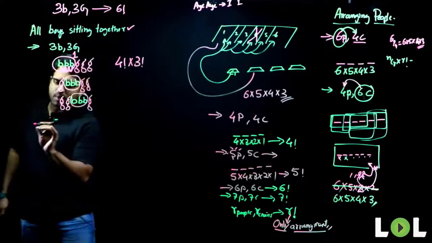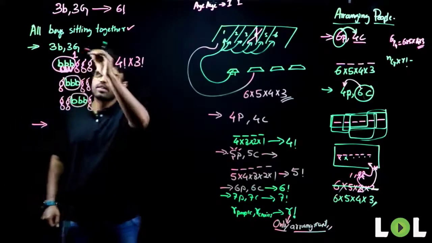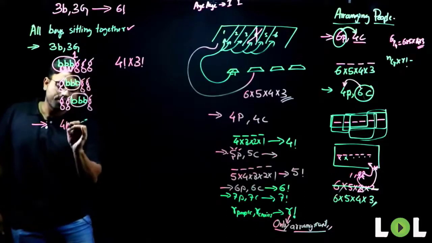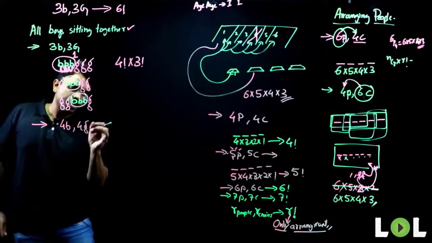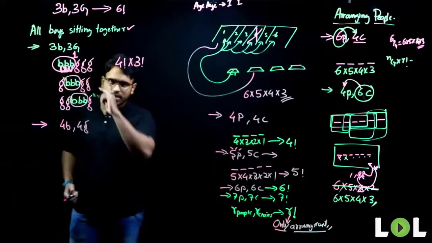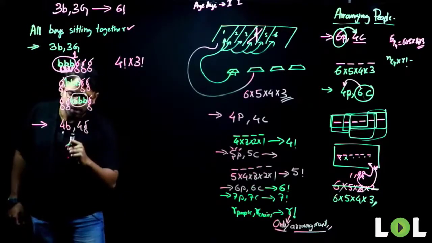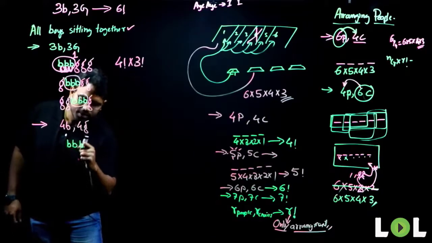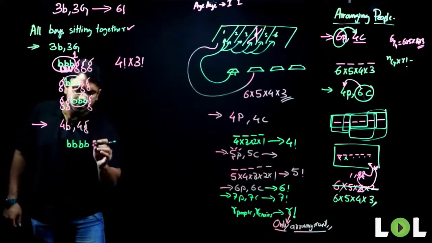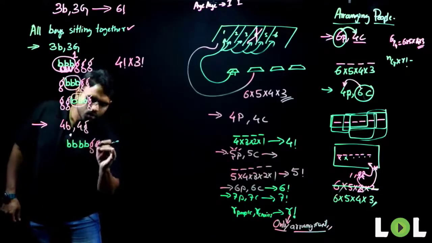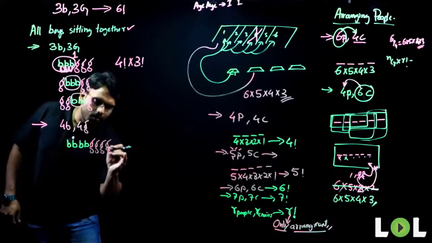Now, those of you who could not follow this one, let's try this one now. There are 4 boys and 4 girls and all boys are sitting together. What are you supposed to do? Whenever you do not understand the case, write the case down. What is there? 4 boys: 1 boy, 2 boy, 3 boy, 4 boy. Girls, how many are there? 4 are there: 1, 2, 3 and 4.